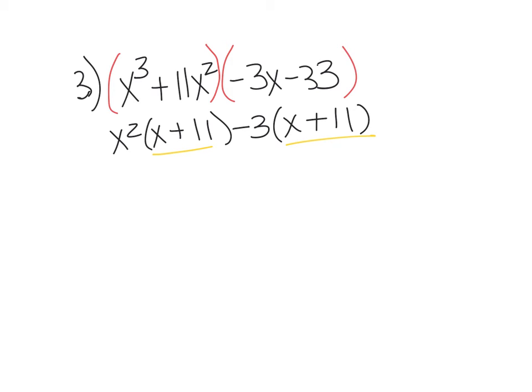Again, I have a common factor. My GCF is the entire parenthesis, x plus 11. You cannot do this step unless you have the same expression in the parentheses. And if you don't have the same exact terms in the parentheses, that means maybe you need to try a different grouping. But here we do. So we're going to pull out our x plus 11, and we're going to multiply that by whatever's on the outside, x squared minus 3.